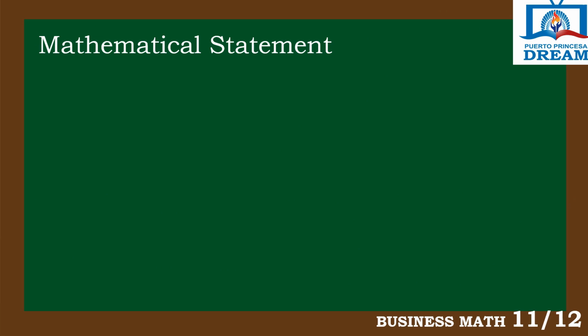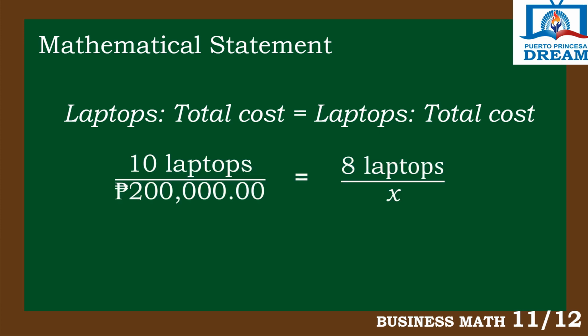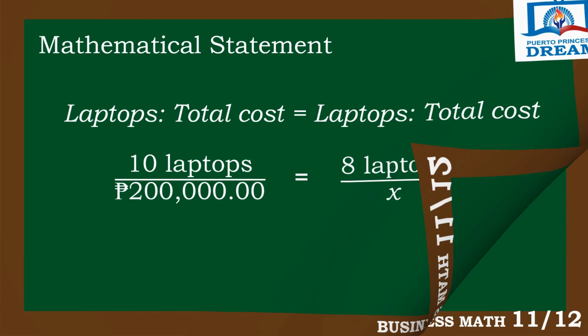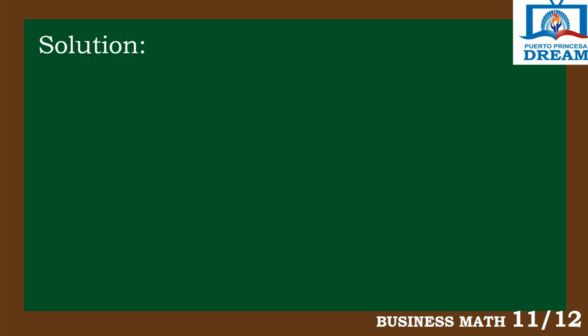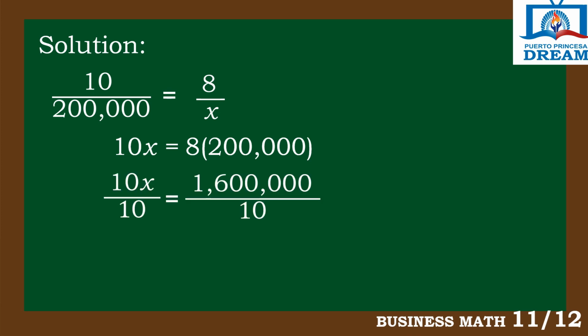Using the mathematical statement and the given, we will have 10 laptops over 200,000 pesos is equal to 8 laptops over X. From the mathematical statement, we set up the formula 10 over 200,000 is equal to 8 over X. Applying the concept of cross multiplication, we will have 10x is equal to 8 times 200,000, which is 1,600,000.